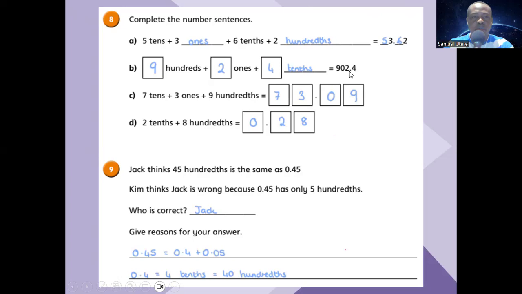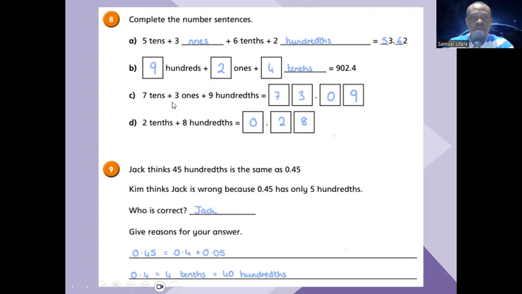902.4. Notice that we have the tens missing. So we know that we're going to have to use 0 as a placeholder, because here we only have 9 hundredths and 2 ones. So you should be thinking, knowing your place value chart, that there are tens missing, which must come between hundreds and ones. So there should be a 0 there. That's why this is 902.